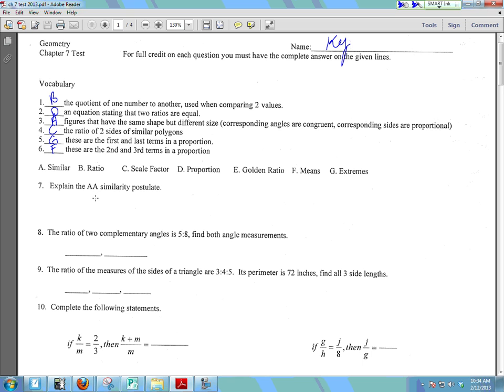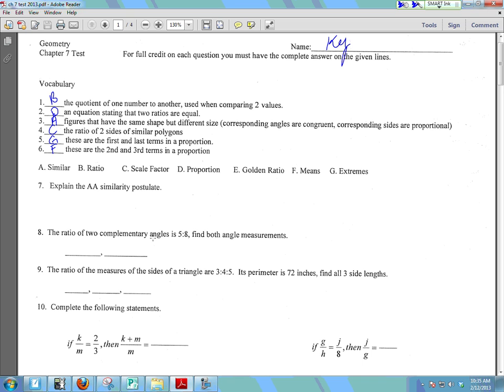Explain the angle-angle similarity postulate. You need to say that if two angles of one triangle are congruent to two angles of another triangle, then the two triangles are similar. And what similar means is same shape, different sizes. And then if they are similar, all the angles are congruent, and the sides are all going to be proportional to one another. But the similarity postulate says two triangles are similar if two angles of one triangle are congruent to two angles of another triangle.